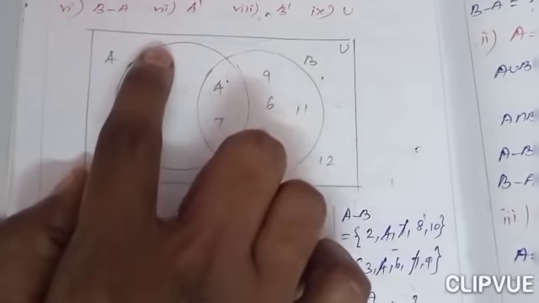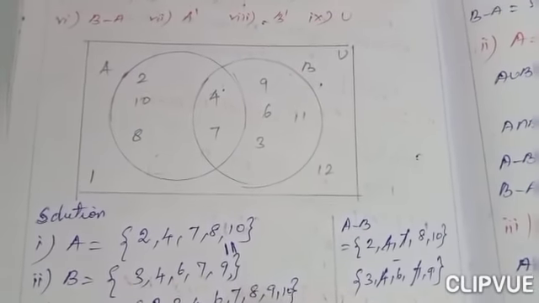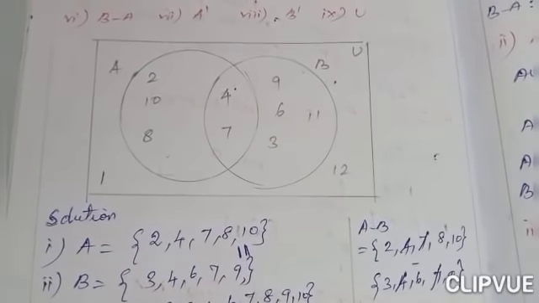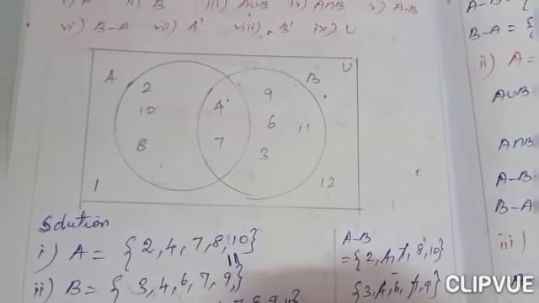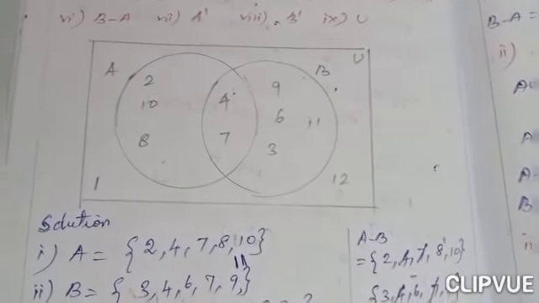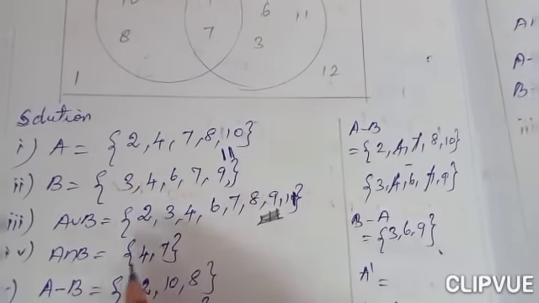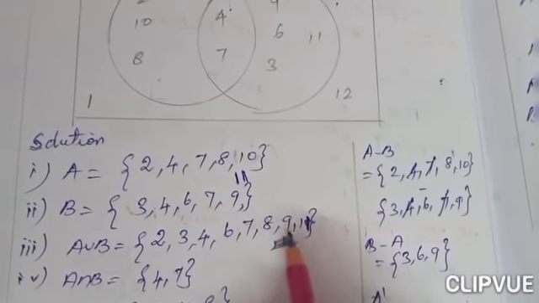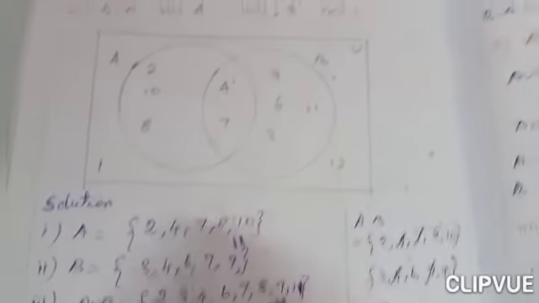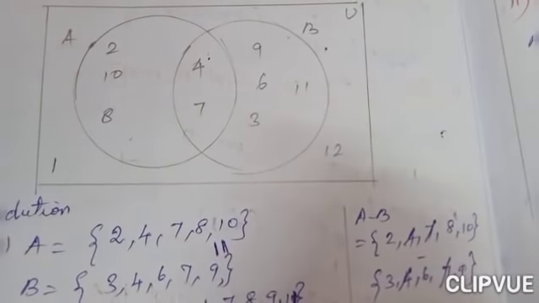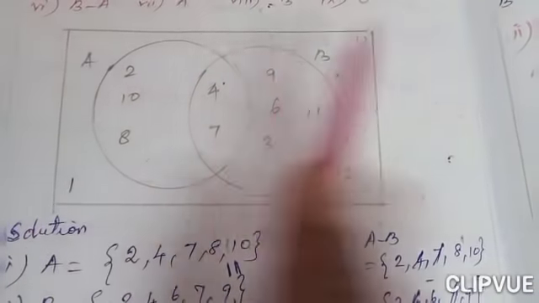What are the elements written in the two circles? All those elements we are going to take. That is A union B. 2, 3, 4, 6, 7, 8, 9, 10 and 11. Sorry students, the elements are 2, 3, 4, 6, 7, 8, 9, 10 and 11. Suppose you change this order, that is not a problem. Don't forget, we have to take all the elements inside these two circles.